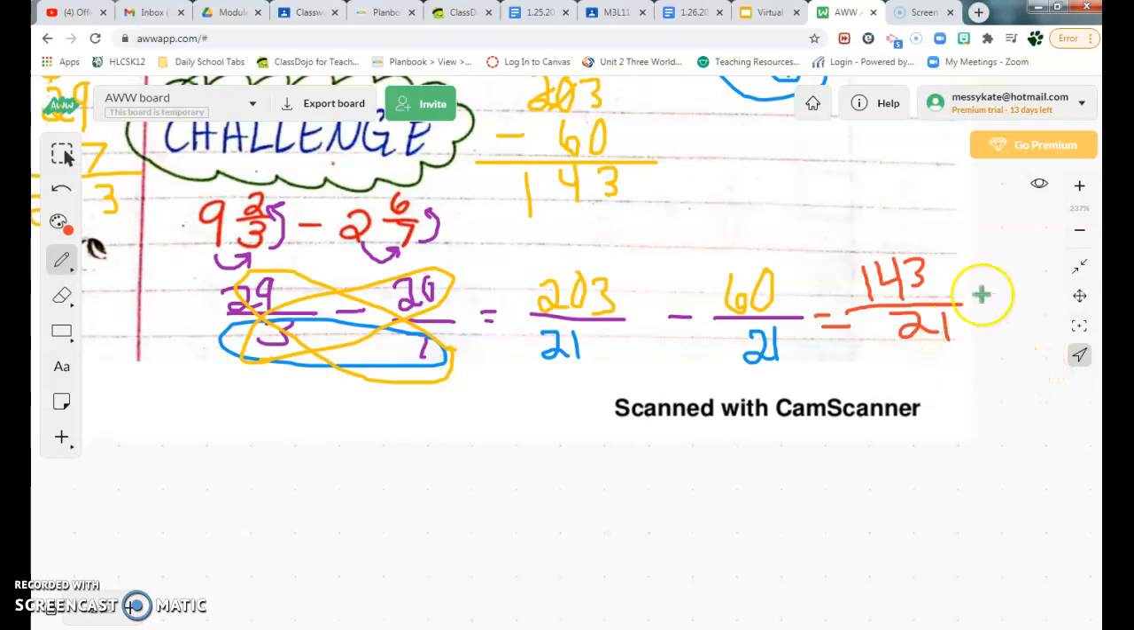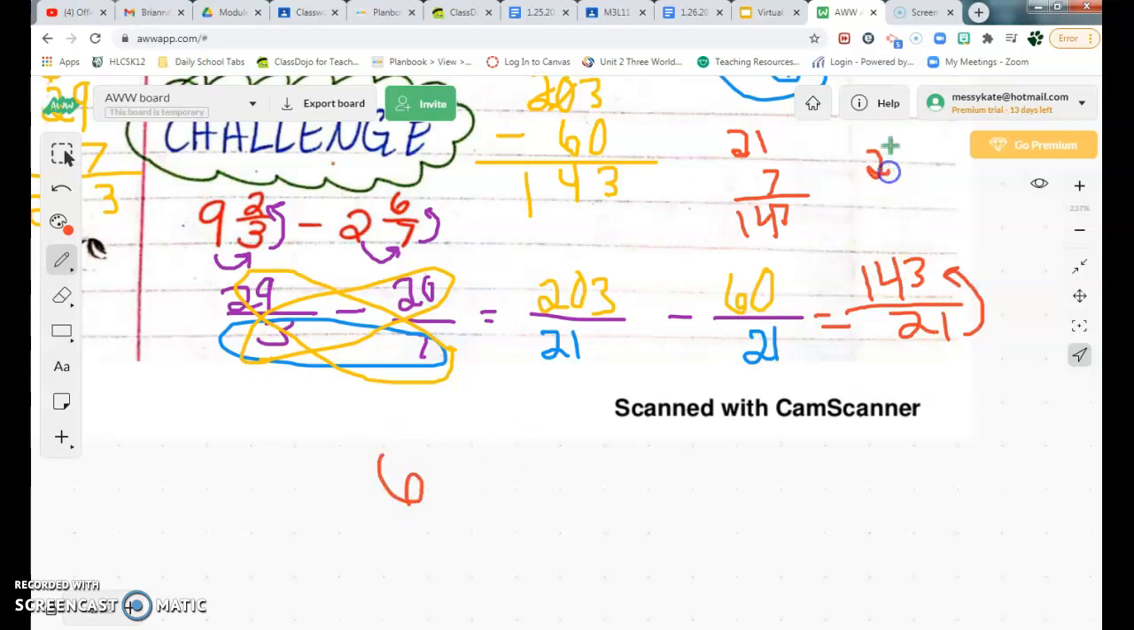How many times can 21 go into 143? Well, I count my 20s: 2, 4, 6, 8, 10, 120, 140. I know 21 times 7 is going to get me close to 143. I'll do 21 times 7. 7 times 1 is 7. 7 times 2 is 14. Ooh, that's too big. 147 is too large. I only need 143. So I know it can go in there 6 times.